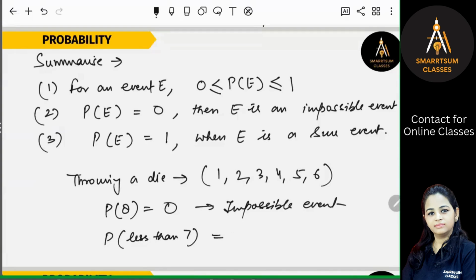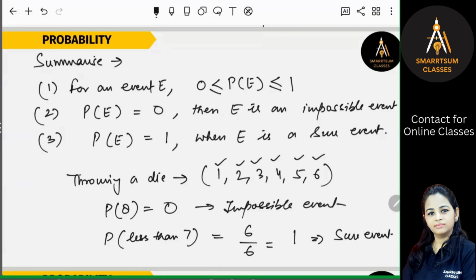Now, if I ask, what is the probability of getting a number less than 7? So what are the possible outcomes? 1, 2, 3, 4, 5, 6, and all these outcomes are less than 7. So what is the probability of getting a number less than 7? Total possible outcomes are 6, and the numbers less than 7 are also 6. That means the probability is 1. That means this is a sure event.